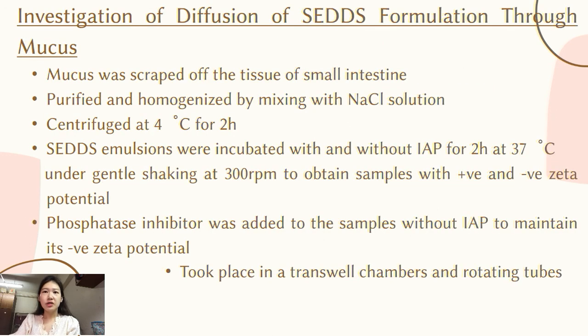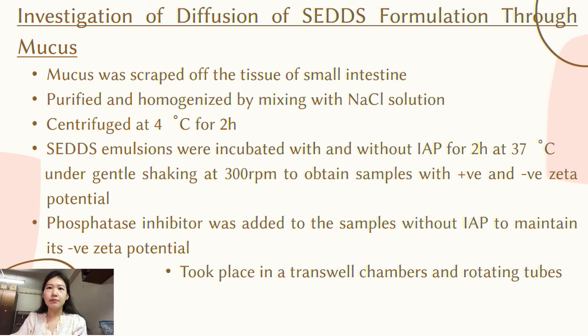To investigate the diffusion of the formulation through mucus, first the mucus was scraped off the tissue of the small intestine. Then it was purified and homogenized by mixing with sodium chloride solution and centrifuged at 4 degrees Celsius for 2 hours. The emulsions were incubated with and without IAP for 2 hours at 37 degrees Celsius under gentle shaking at 300 rpm to obtain samples with positive and negative zeta potential. Phosphatase inhibitor was added to the samples without IAP to maintain their negative zeta potential. This investigation took place in a transfer chamber and a rotating tube.